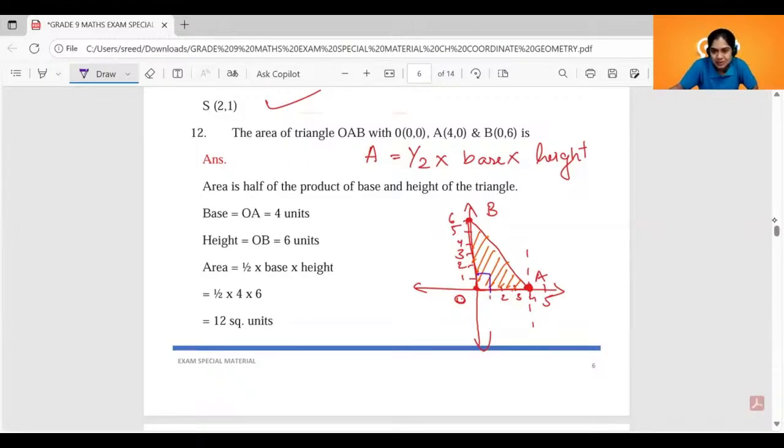So definitely see the base. What is the base length? It's 4 units. What is the height length? It's 6 units, right? So what will be the area of this triangle? It will be half into base into height. The base is OA, which is 4 units, and the height is OB, which is 6 units. So half into 4 into 6. The 2 and 4 can cancel, this becomes 2. So 2 times 6, you will be getting 12 square units. It's area, so you can't write simply 12 units. It will be square units. Clear. Very easy, right?